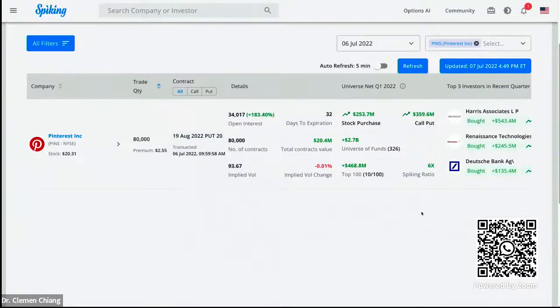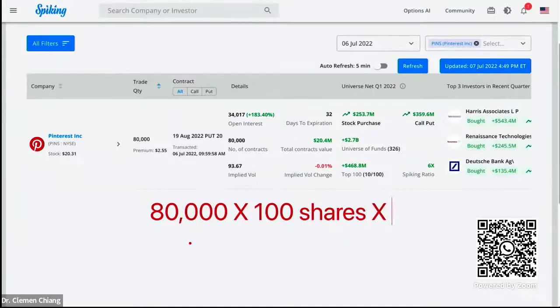Now, the total amount collected is really simple math. So what we do is right over here. There are 80,000 contracts. You always multiply by 100 shares, and then you multiply by the premium, 2.55.